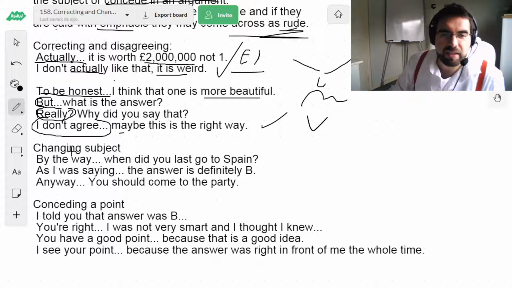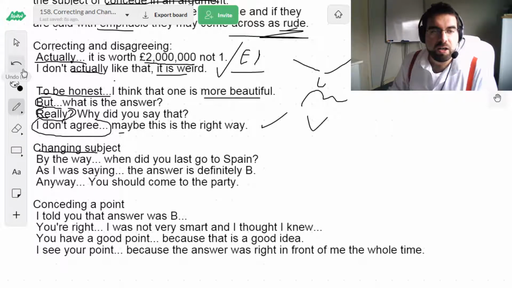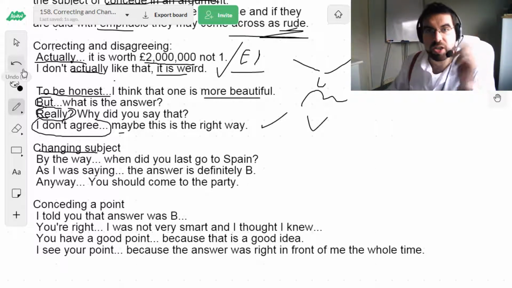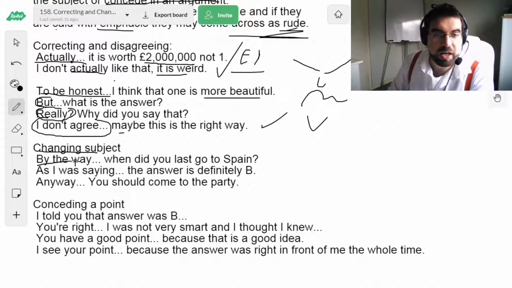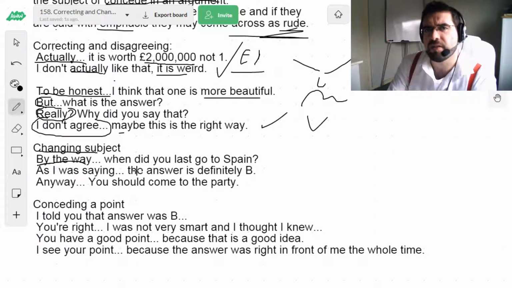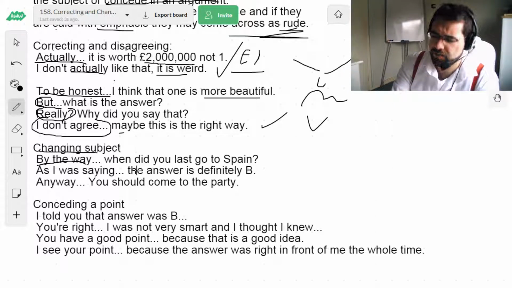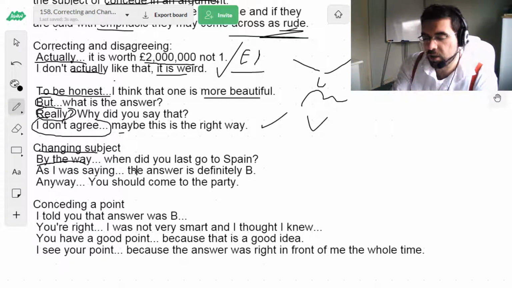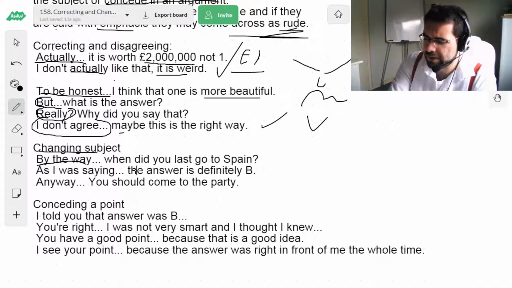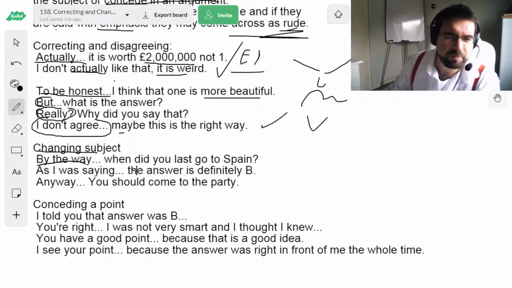Changing the subject. By the way. When someone's talking about something, and you want to talk about something else, you change the subject. By the way, have you been to Paris? By the way, have you been to Germany? By the way, I got a train ticket to London recently. It'd be exciting. By the way, I need to get that hotel for Portsmouth later on. It's on my to-do list.